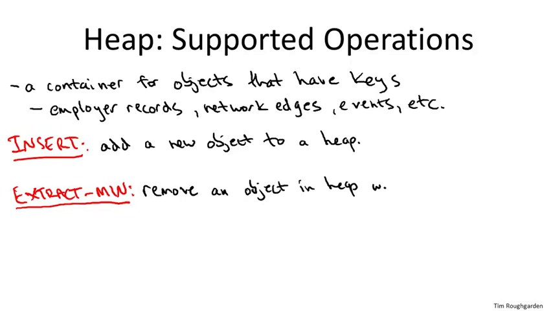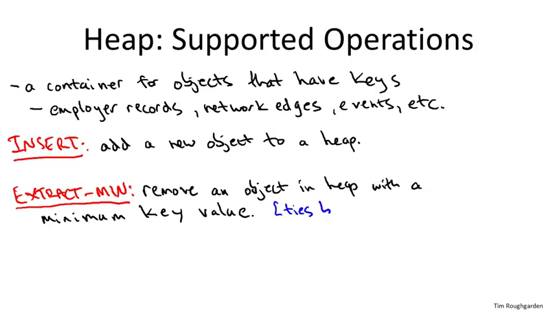In our discussion of heaps, we're going to allow ties. They're pretty much equally easy with or without ties. So when you extract min from a heap that may have duplicate key values, there's no specification about which one you get. You just get one of the objects that is tied for the minimum key value.